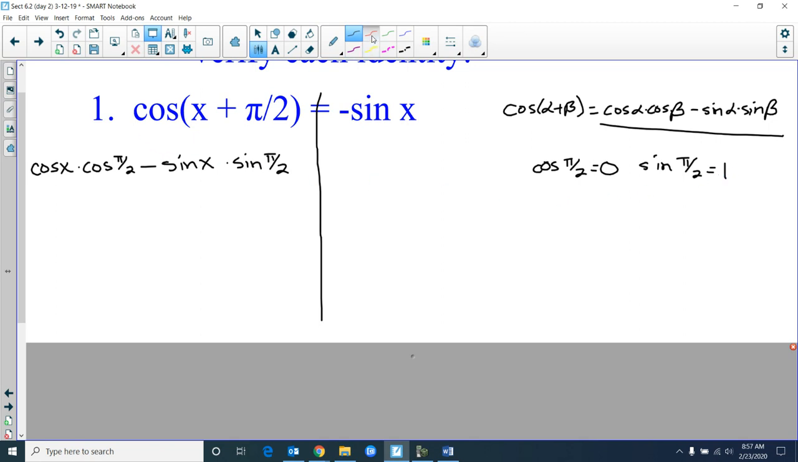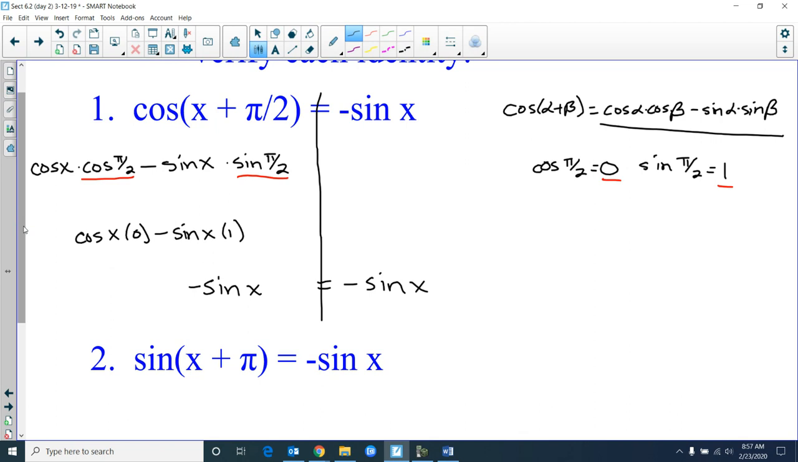So what I can do is take out cosine of pi over 2, plug in 0. I can take out sine of pi over 2, plug in 1. So here's what I got: cosine of x times 0 minus sine of x times 1. All right, when I'm done, negative sine of x equals negative sine of x. So it's just a couple of steps for this identity, and these shouldn't take long. You just have to use your formula, plug in the appropriate values, simplify where you can.